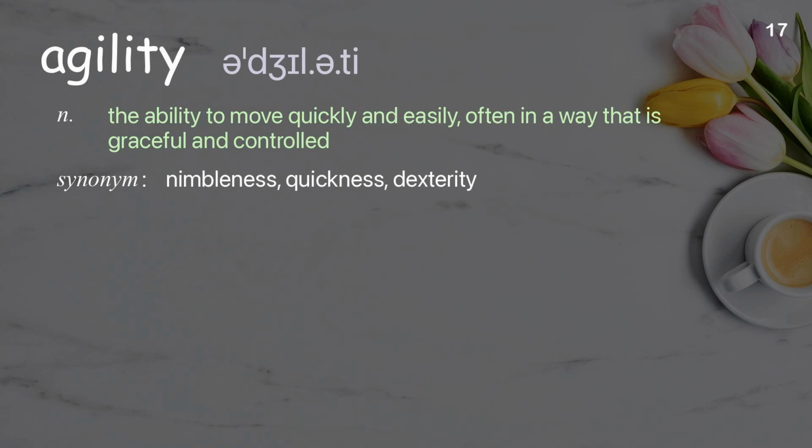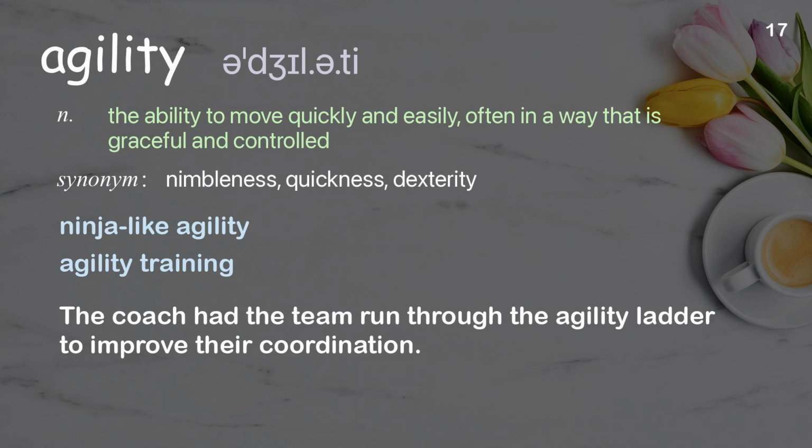Agility. The ability to move quickly and easily, often in a way that is graceful and controlled. Examples: Ninja-like agility. Agility training. The coach had the team run through the agility ladder to improve their coordination.